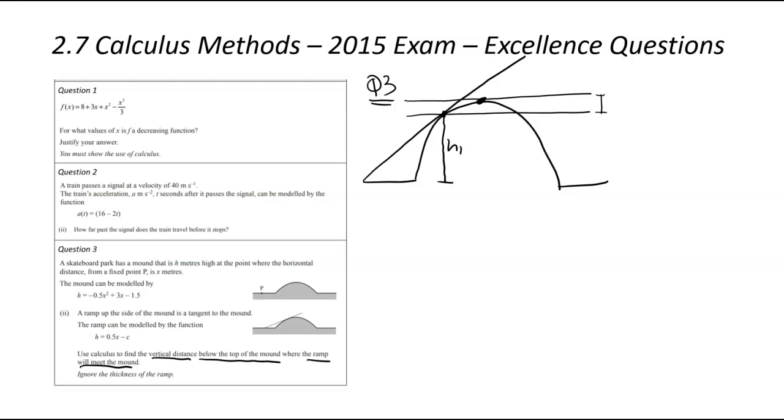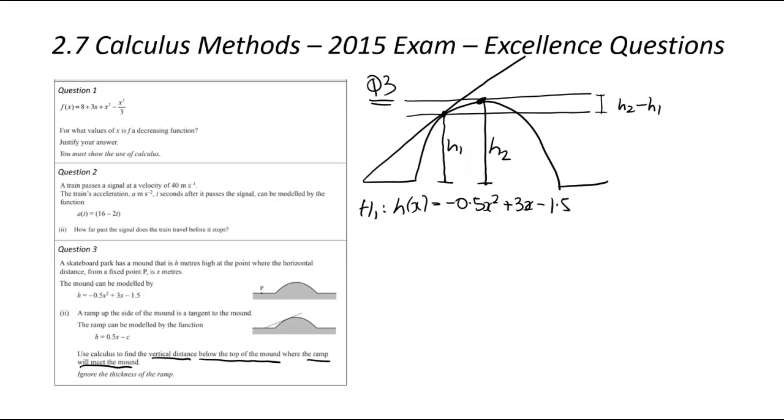So that's the height of where the ramp meets the mound. Let's call this height 2, and that's just the maximum height of the mound. We're trying to find H2 minus H1. So we're going to start off by finding H1, and let's jot down the function that we're given of the mound up the top there. H(x) will be equal to negative 0.5x squared plus 3x minus 1.5.